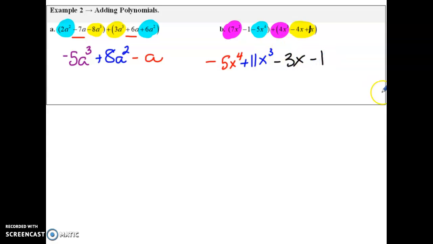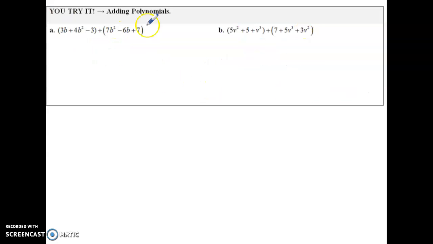I'm going to have you go ahead and hit pause right now. And in your packet, there's 2 more problems to do. When you're ready to check your answers for these 2 problems, go ahead and hit play again and check your work.